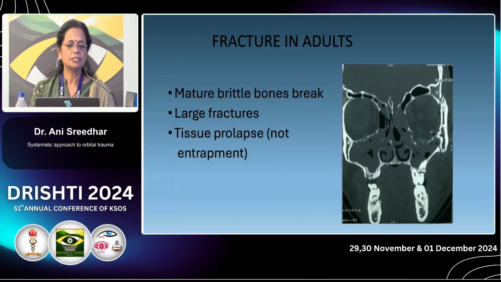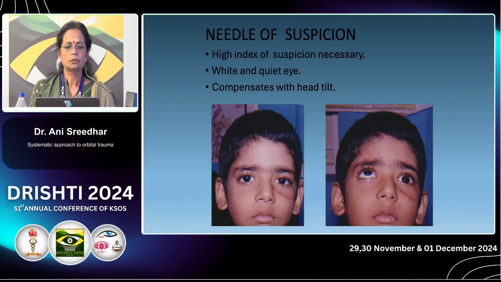In adults, the bones are mature, so they'll break and the fractures will be large. There will be tissue prolapse. There may not be any entrapment. In children, after a fall, if they have vomiting and bradycardia, nobody will be testing. If they are admitted in the neurosurgery ward, when you're called to see the patient, always test the ocular movements. In this child, the head tilt masqueraded the ocular movements and the squint, and it was detected only one month after the admission.